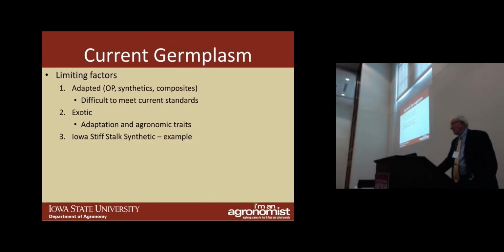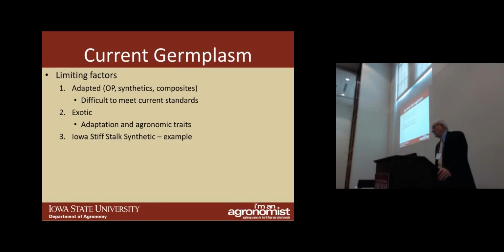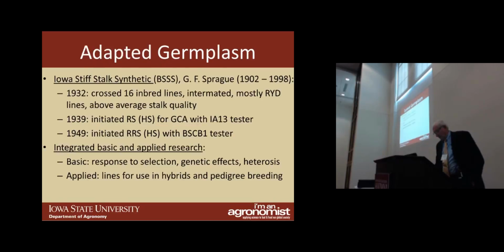Exotic, what I would include is what's not really immediately available to breeding programs. Midland from southeast Kansas is as exotic to me as, say, Tuxpeño from Mexico. So all those require adaptation. Look at our germplasm, an example. I got to hurry up here.